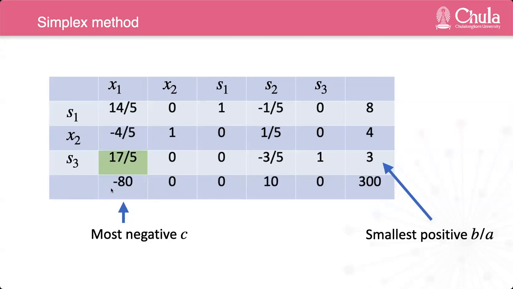So the next round, we should introduce x1 as our basic variable. Okay. And what should we remove from our current basic variables? We look at b over a. The smallest positive b over a is this line, S3. So in the next round, we should introduce x1, and we should remove S3 from the set of basic variables. Okay?